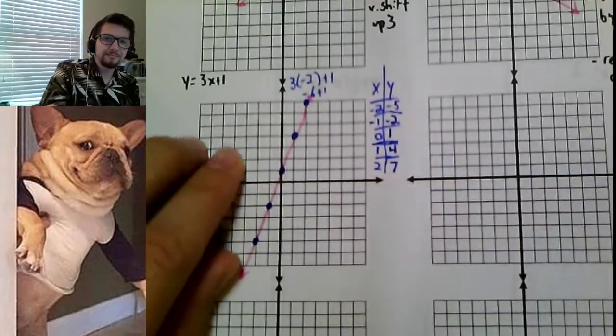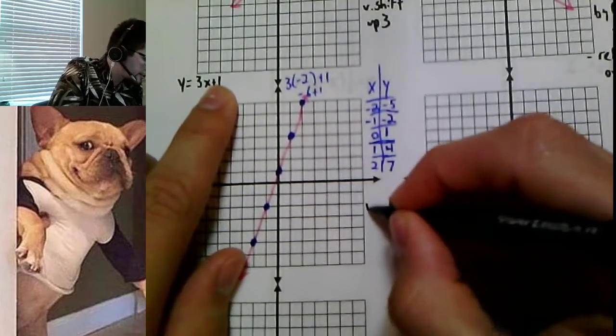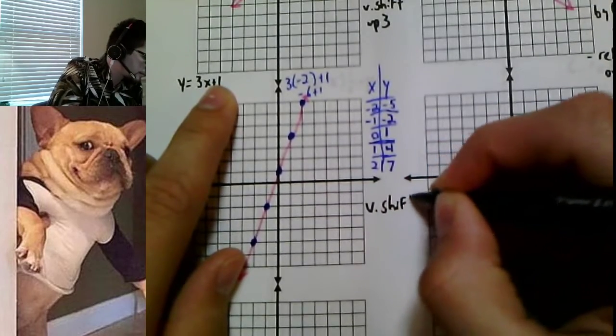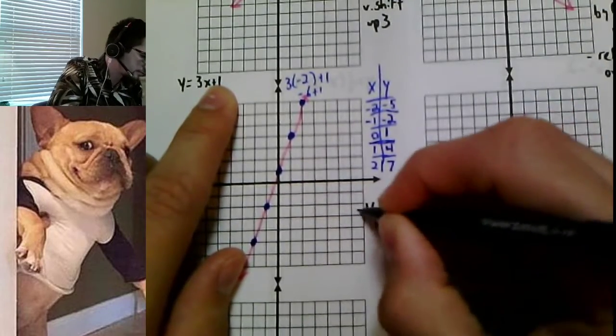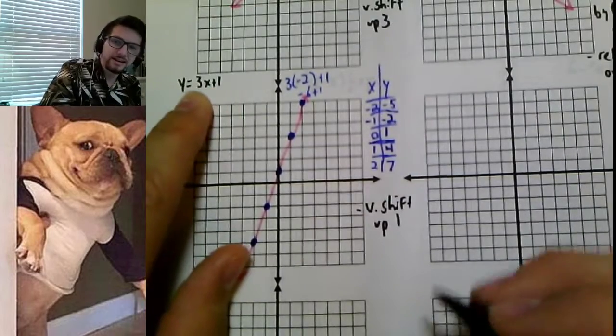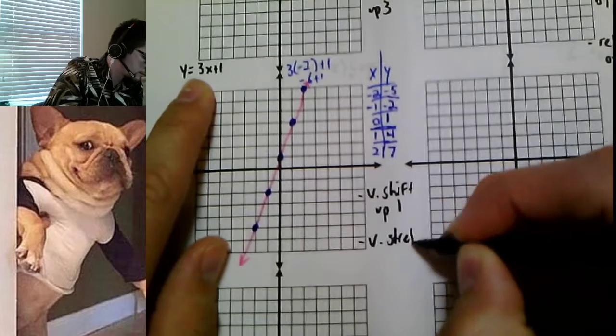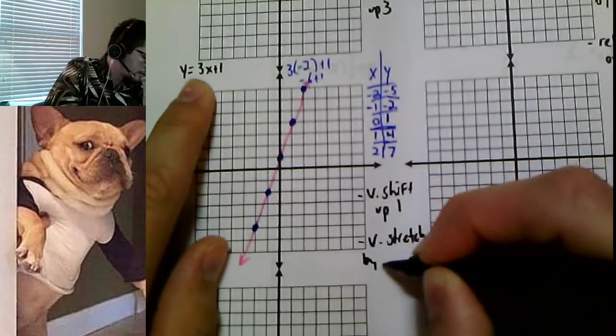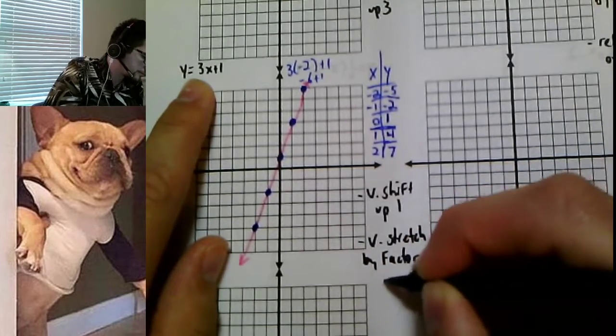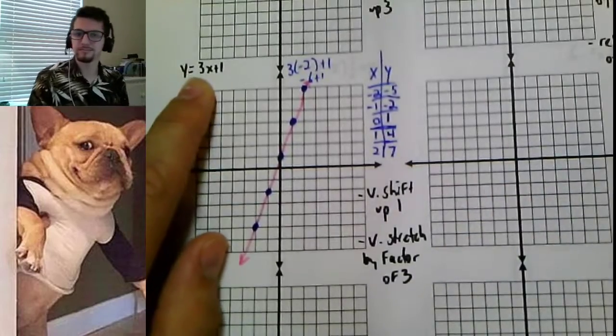For number 3, I had a vertical shift up 1, and it looks like I also had a vertical stretch by a factor of 3. Great.